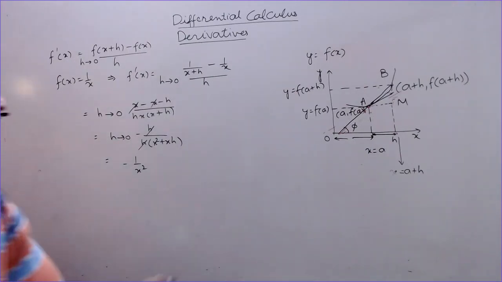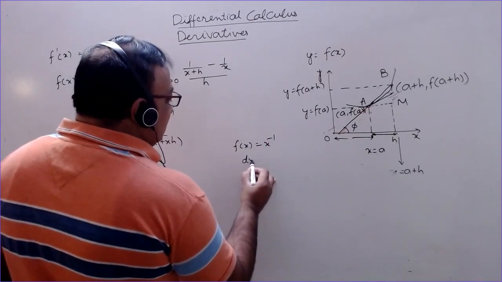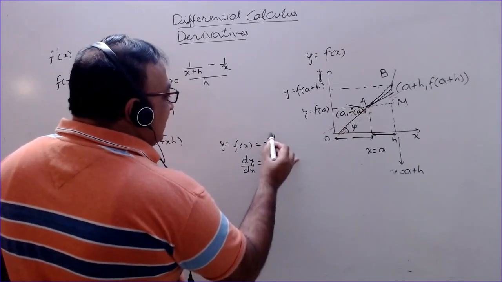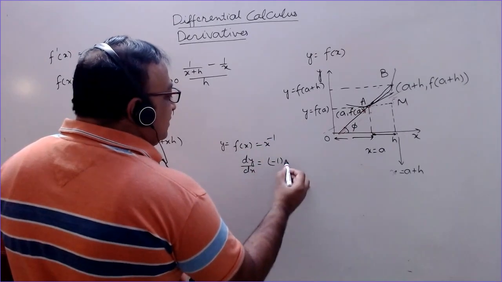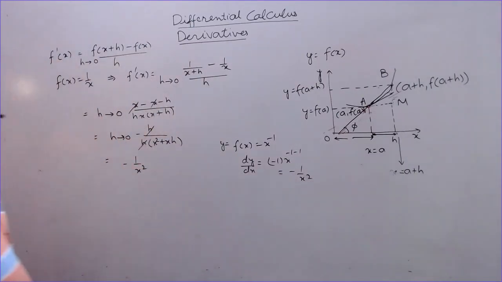On the other hand, it can also be written as f(x) is x to the power minus 1. So dy/dx is f'(x), where n here is minus 1. So minus 1 times x to the power n minus 1, which is minus 1 by x squared. This is how you can solve these algebraic functions. We can solve any other type of function using this, be it a trigonometric function or any other type of function.